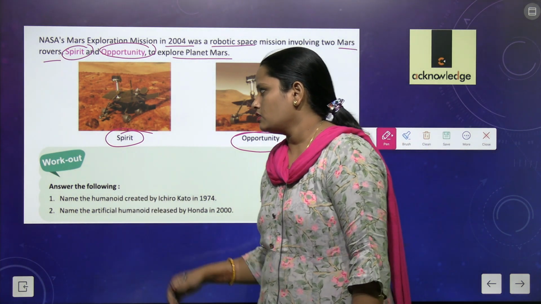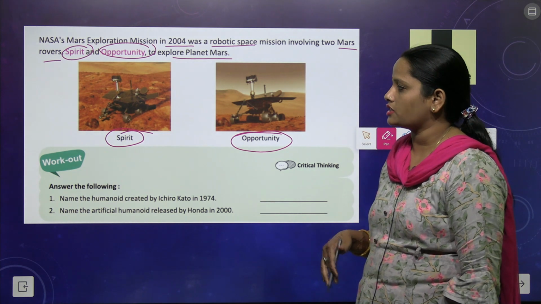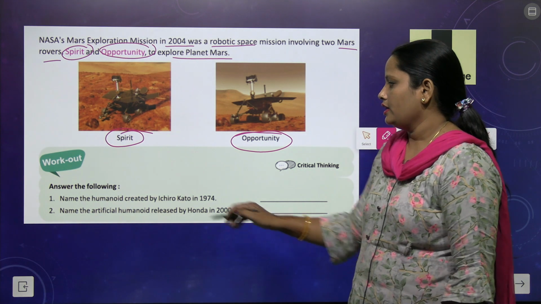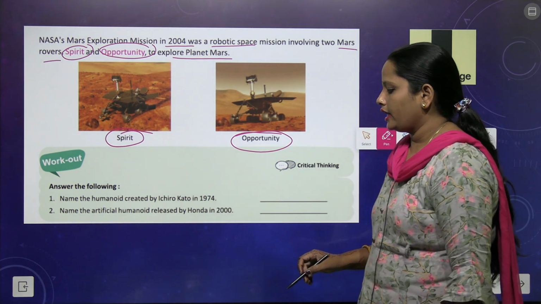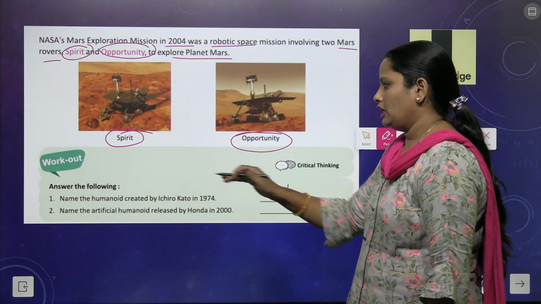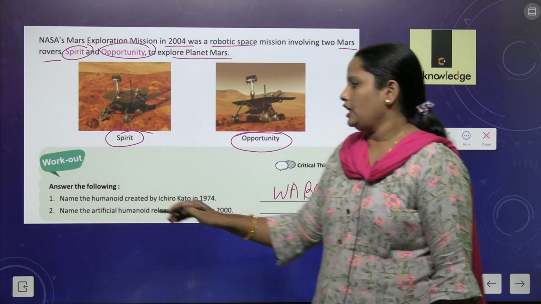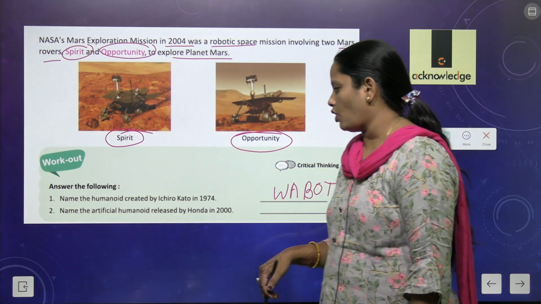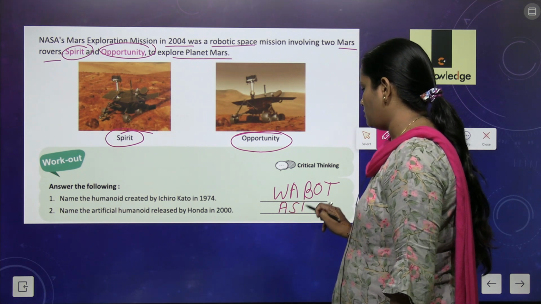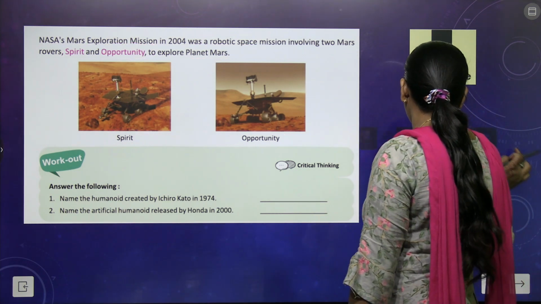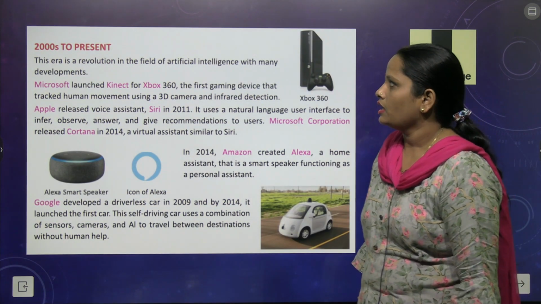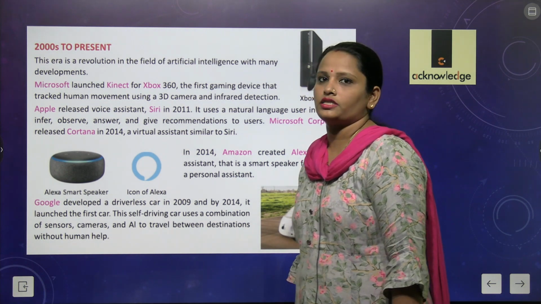So after learning so much, let's come to the workout session. Name the humanoid created by Ichiro Kato in 1974. The name of the humanoid is Wabot. Name the artificial humanoid released by Honda in 2000. The name is Asimo. So these were the answers to these questions. Now let's come to the next page. Okay. 2000s to present.